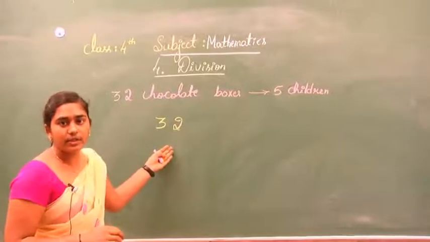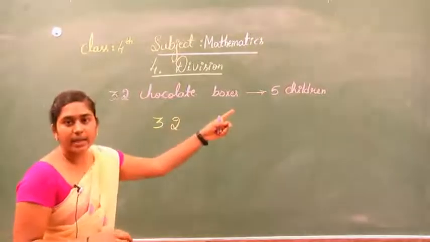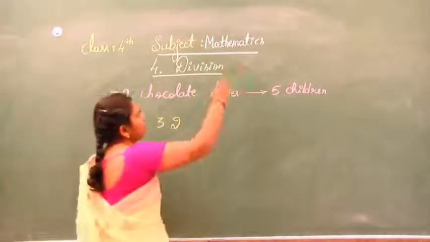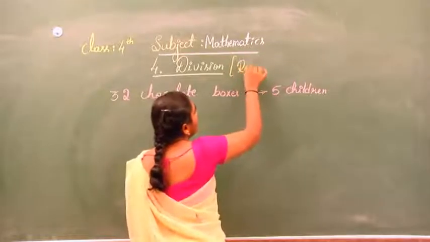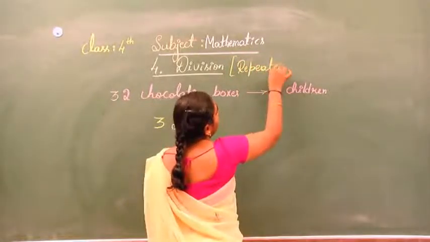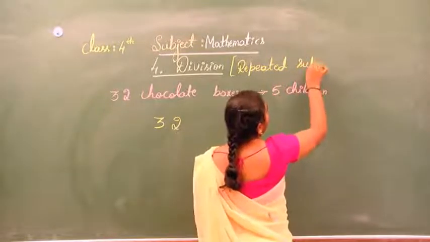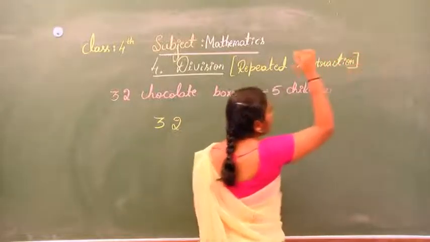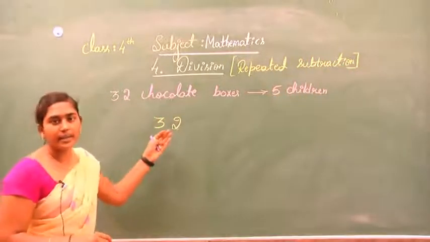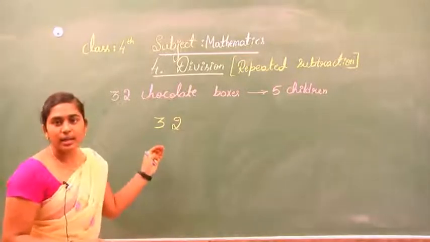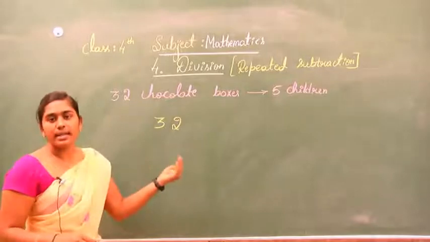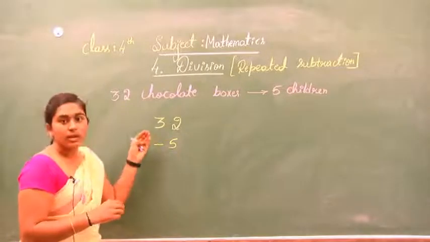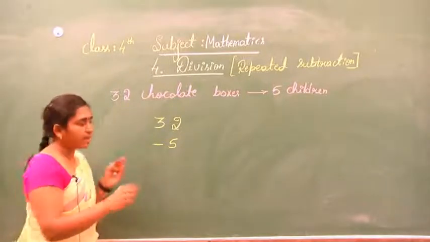Basically, you have studied this division with the basic method of subtracting 5 from the number 32, which means division is also called repeated subtraction. Division means repeated subtraction. The method which I am showing is the previous class, or second standard, method: we subtract 5, and how many times we can subtract is the answer.